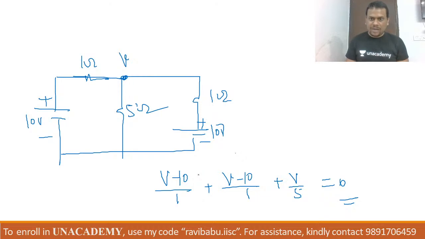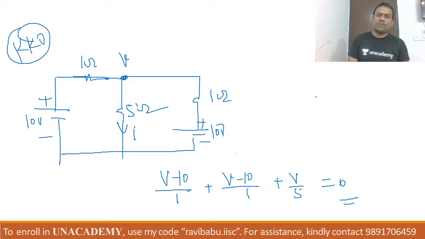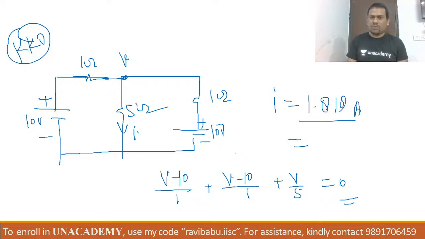Yes, speak up. So it will be (1 plus 1 plus 0.2) V, so 2.2 V equals 20, right? So V is 20 by 2.2, which is 9 point something, divided by 5 will come, yes, same. So beta, this I by KCL or KVL or Ohm's law, anything, this I will be the same, and that is nothing but this 1.818 ampere, and that value is this V by 5 ampere.